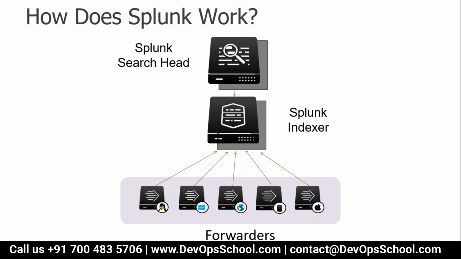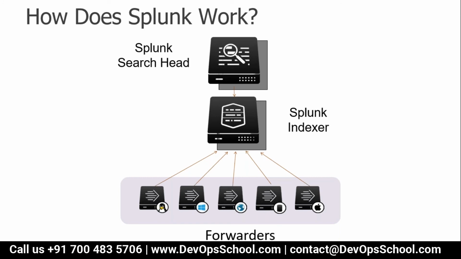Typically, when we see here, there are forwarders, there is an indexer, and there is a Splunk search head. Look at the arrow. The different forwarders are like different devices. It can be Linux boxes, Windows boxes, websites, applications, databases, network devices. So you set up the different forwarders at different places. There are different kinds of forwarders also. Forwarders send the data to the indexer, which we call the Splunk indexer. Look at the arrow.